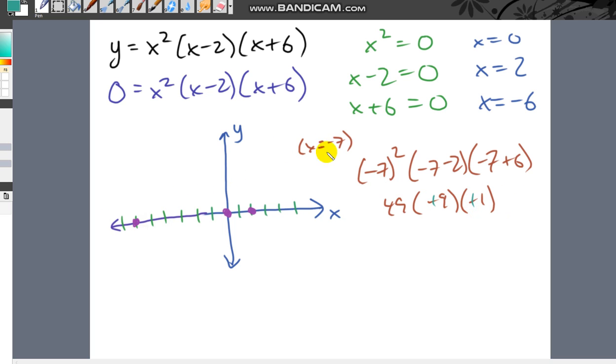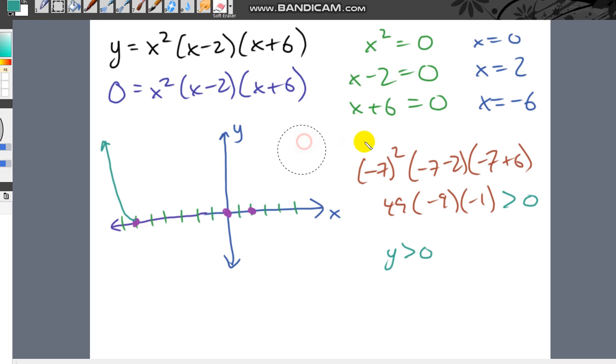So this means that this interval that contains negative 7, when x is negative 7, y here is going to be positive. So y is greater than 0 in this case. So that means this interval that contains -7 is going to be somewhere here maybe, and I'm not sure where. But anyway, that means the graph is going to go up.